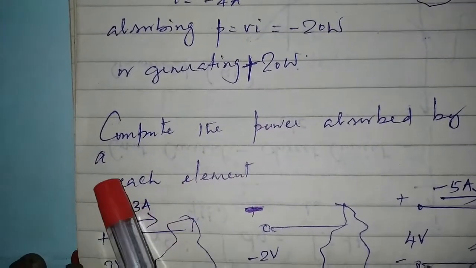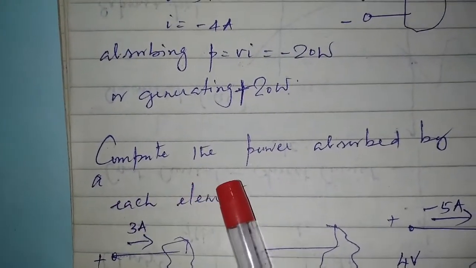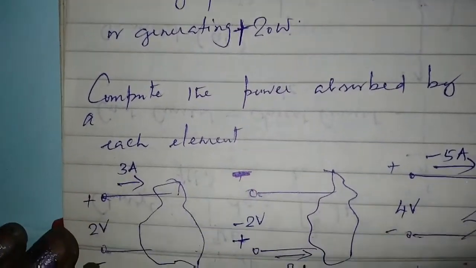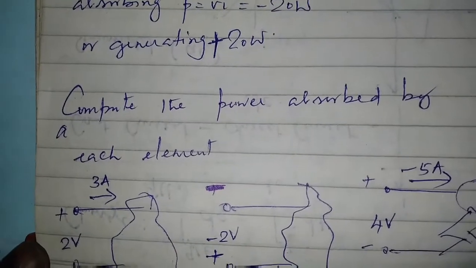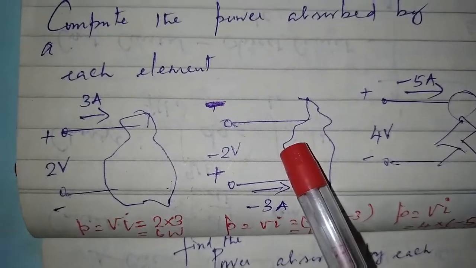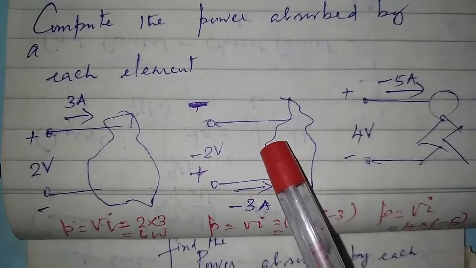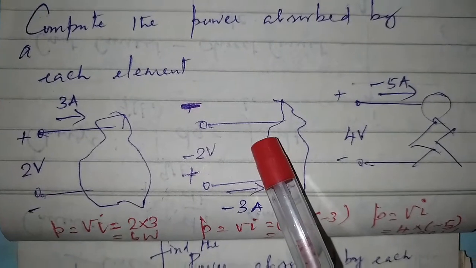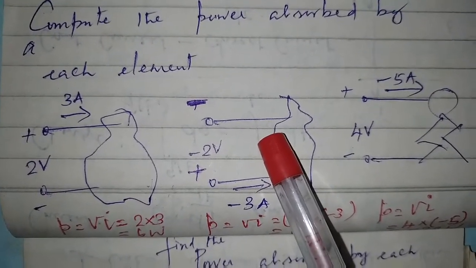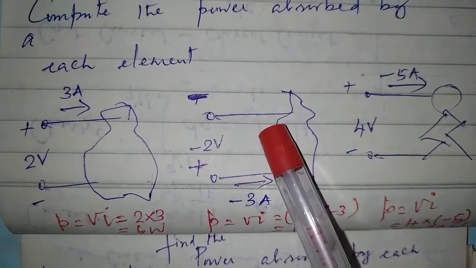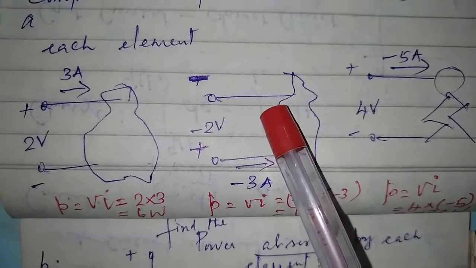For example, this is the first problem. Compute the power absorbed by each element. You may wonder why elements are marked as a random figure. Because we have not taken up the formal definition or the formal picture of symbol of the various elements, say voltage sources, current sources, resistances, and etc.